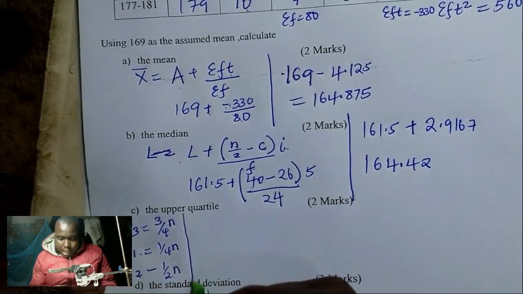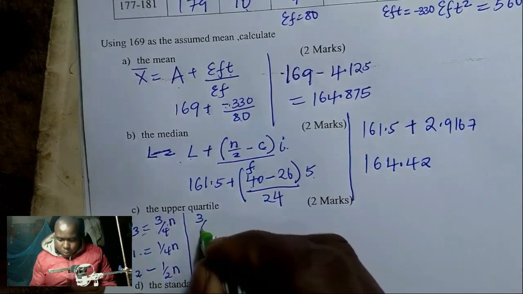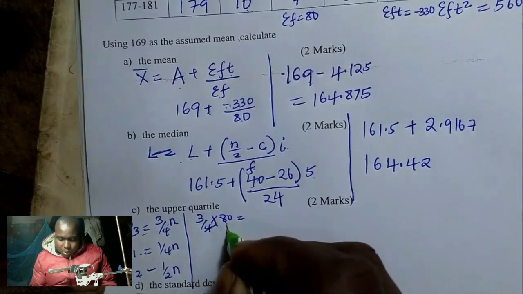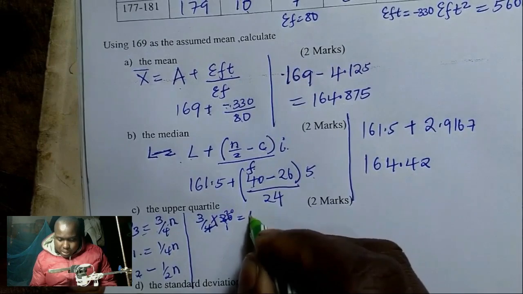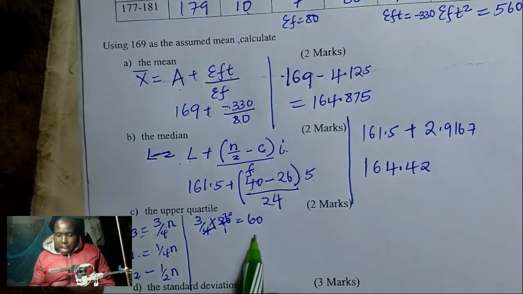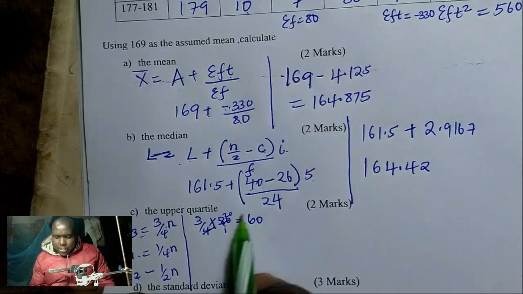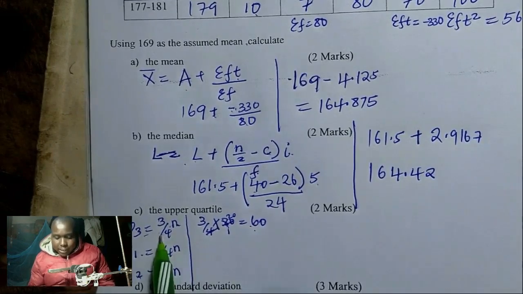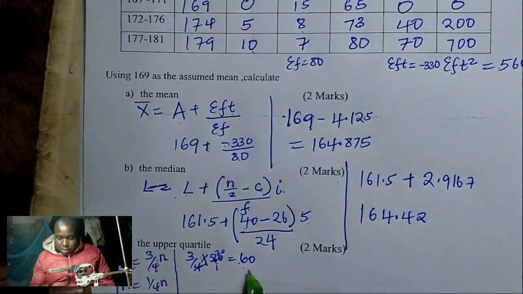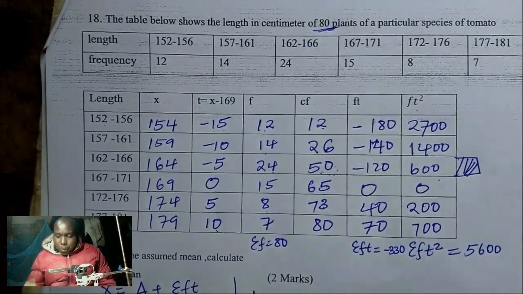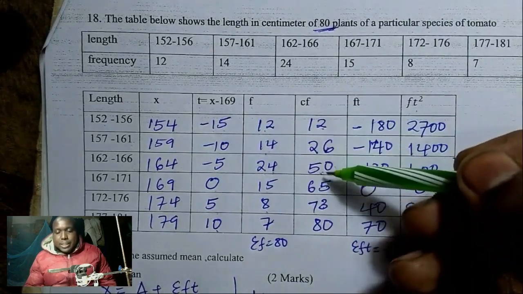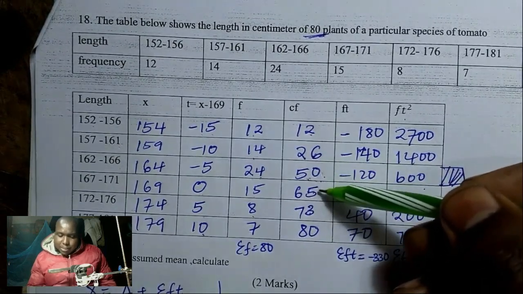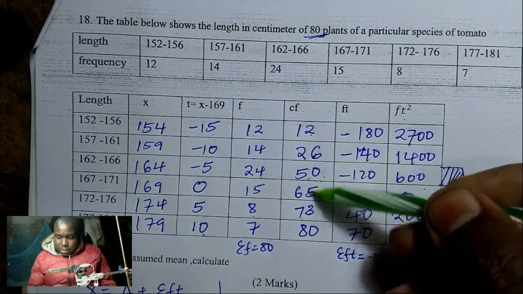So tumeambiwa upper quartile. So upper quartile will be 3 over 4 times n, which is 80. So this goes here once, here twice, 20. So it is going to be 60. So 60 is the frequency where the cumulative frequency is 60 that will give us the upper quartile class. So we look at 60. Where do we have 60 here in the cumulative frequency? You can see we don't have 60, but 60 lies between 50 and 65. So it is in this class.